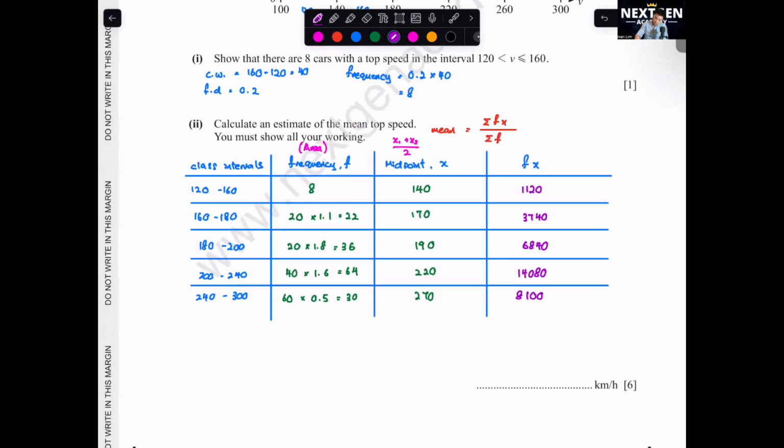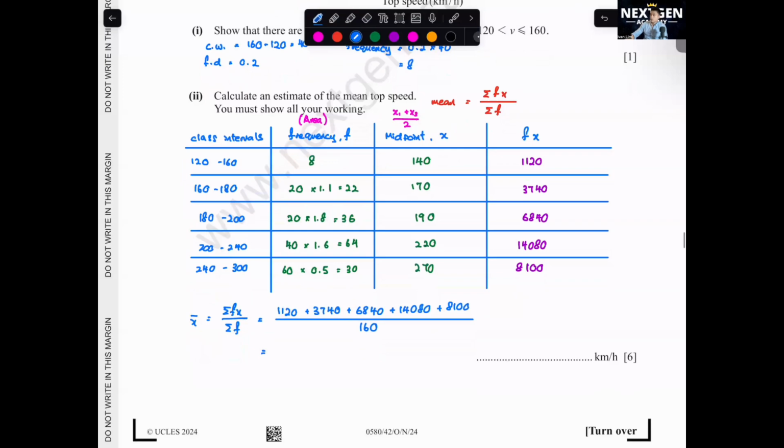Then for the final one, we put it all together. Your mean, the symbol is this, is the sum of fx over the sum of f. So 1120 plus 3740 plus 6840 plus 14080 plus 8100, divided by 160. Then just go and calculate this. So 33880 divided by 160.